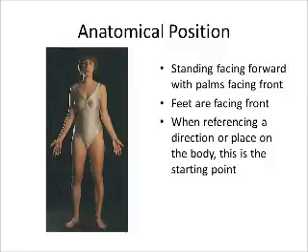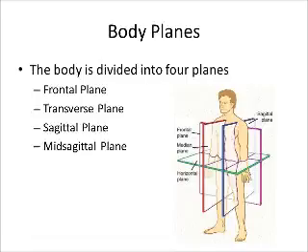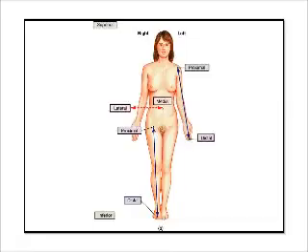The first thing we're going to talk about are the body planes. Imagine the body is divided into 4 planes: the frontal, the transverse, the sagittal, and the midsagittal. We use these planes to give some reference to where on the body a particular surgical procedure or a particular disease process is located. These planes will be referred to throughout this course and throughout the anatomy and physiology course that I mentioned earlier.